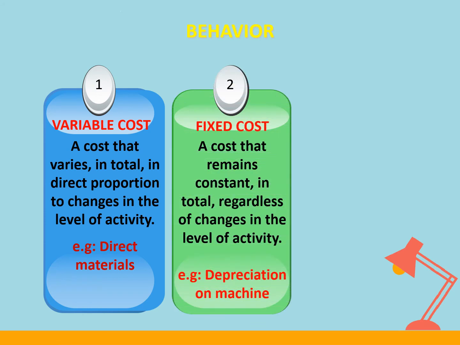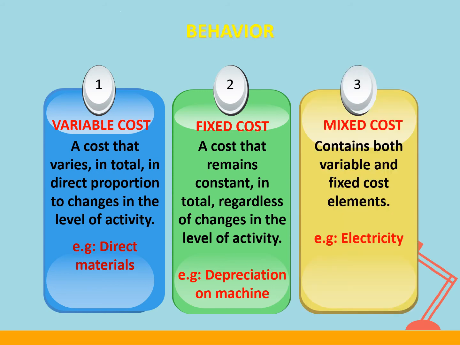The second one is fixed cost. It is a cost that remains constant in total regardless of changes in the level of activity. For example, depreciation on machine. And third, mixed cost. It contains both variable and fixed cost elements. Example, electricity.